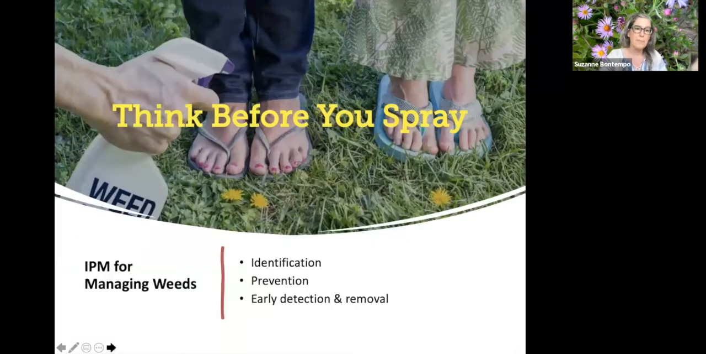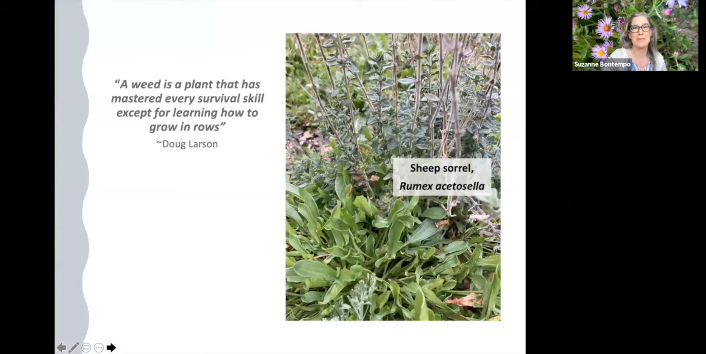So IPM for managing weeds, it's going to be identification, prevention, early detection, and removal. It's that simple. It doesn't always seem that simple though, right?